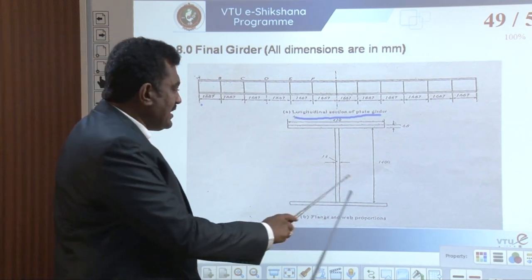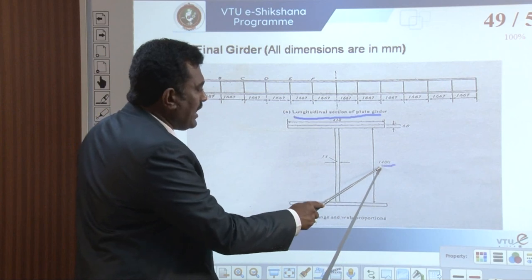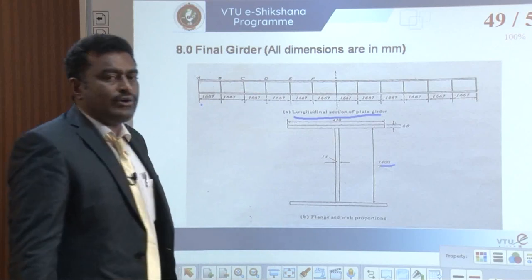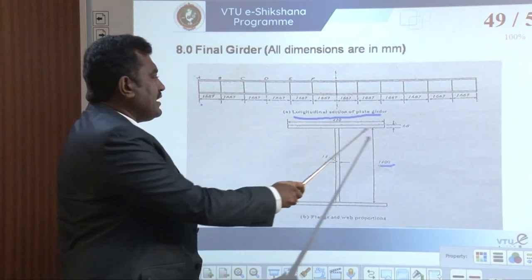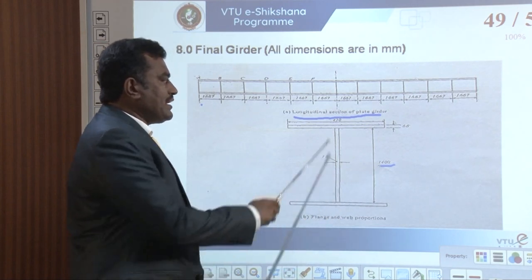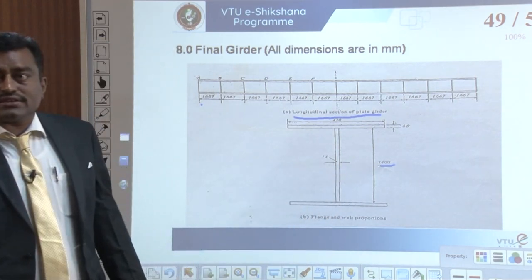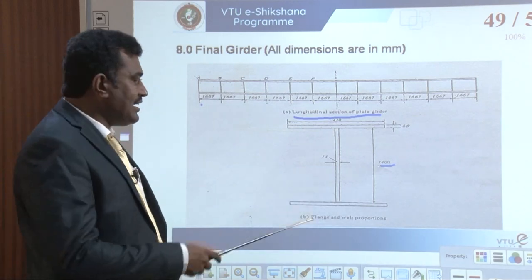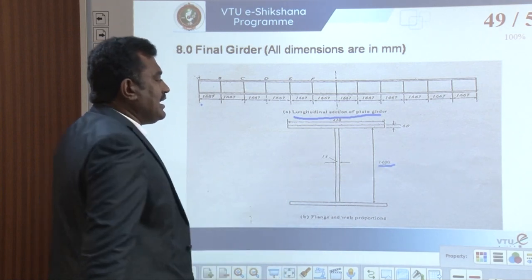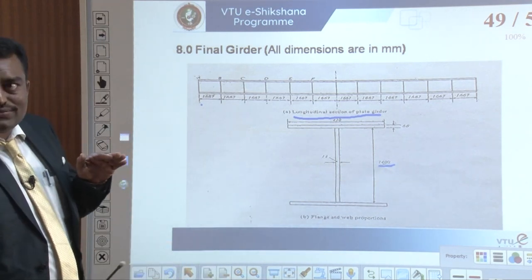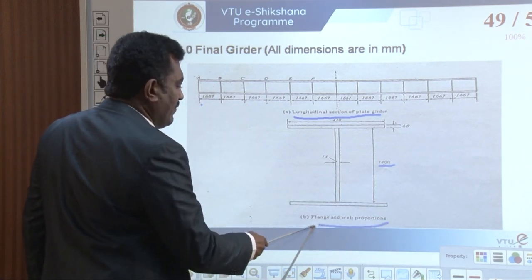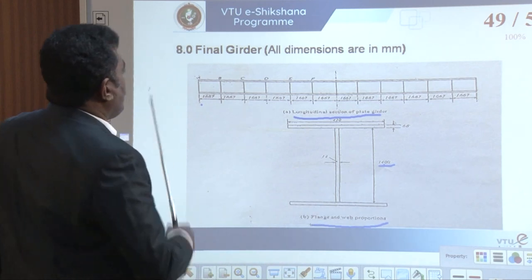And the dimensions of the plate girder: overall thickness 1400, this is 40, this is 60, this is 420. We are trying 420 by 66 for the flange and 14 by 1400 for the web. The flange thickness we observe is greater, 66 mm. We cannot imagine 66 mm thick plates. Here the web thickness will be 14 by 1400. That is the flange and web portion of your final plate girder.